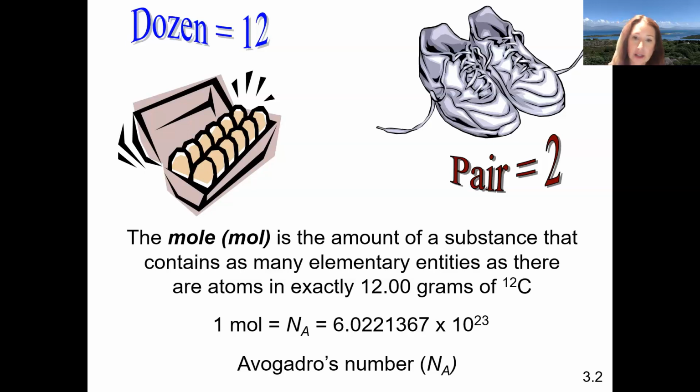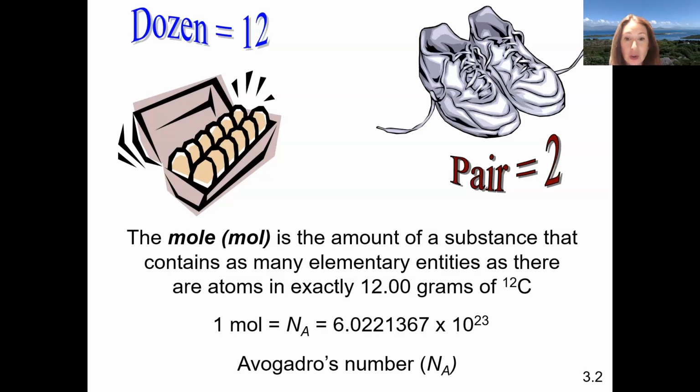If I said a dozen eggs, you'd be like, oh, 12. If I said a dozen donuts, you'd be like 12. If I said a dozen people, you'd be like, I got it, Dr. M, 12. So when I say the word dozen, in your brain you think 12. Well, when I say mole, you should think 6.022 times 10 to the 23rd. How many eggs are in a mole? 6.022 times 10 to the 23rd. How many donuts? 6.022 times 10 to the 23rd. How many people? 6.022 times 10 to the 23rd.